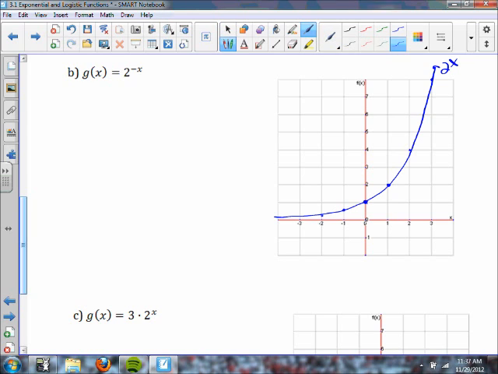Now, what does this do? It's either a reflection over the x or the y-axis. This one will be a reflection over the y-axis because the x is turning to be negative. So we're going to reflect 2 to the x over the y-axis.